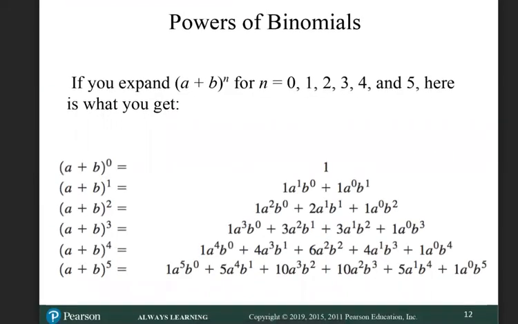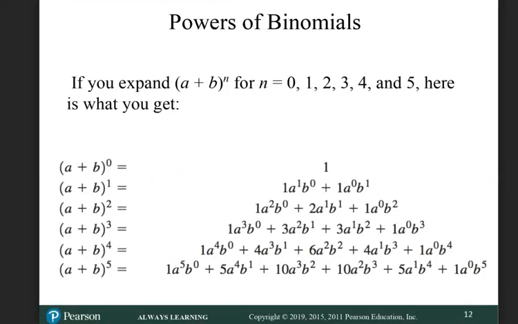Now, we already derived all of these in class, so I'm not going to redo all of that. I don't want to whiteboard. There we go. So powers of binomials, what we have to remember is to distribute.